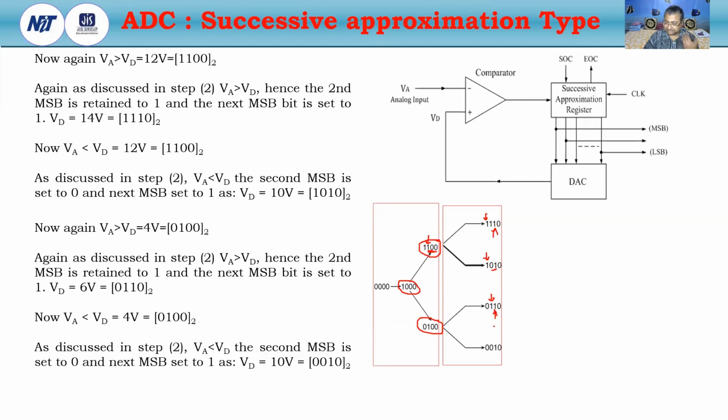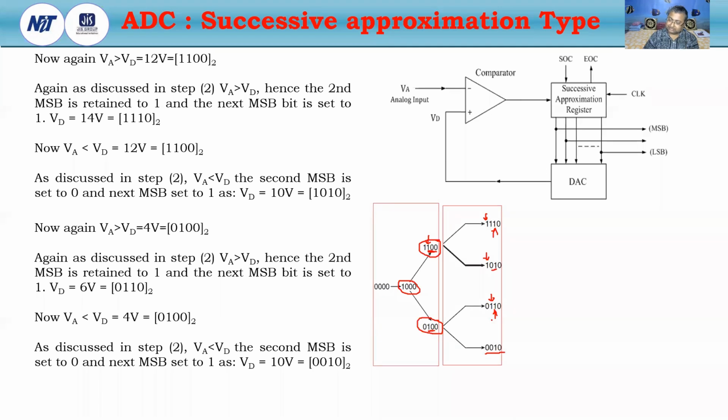Otherwise, if our input voltage is less than the reference voltage, then what happens? This 1 should be 1. And this 1 should be 0. Sorry. So this one, that means these two bits should be interchanged. 0 and 1. So 0, 0, 1, 0. Dekho? 0, 0, 1, 0.